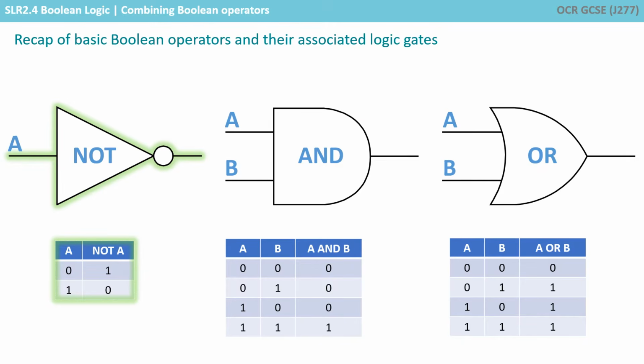So as a quick recap, on the screen are the three basic logic gates you need to know for the exam and their associated truth tables: the NOT gate, the AND gate, and the OR gate.